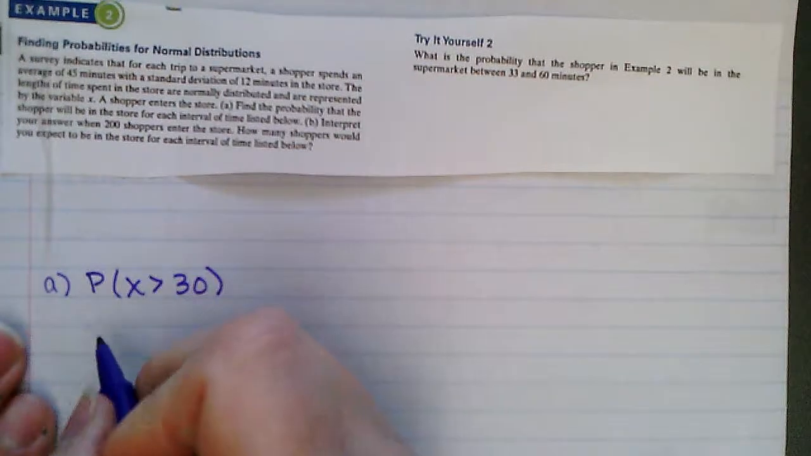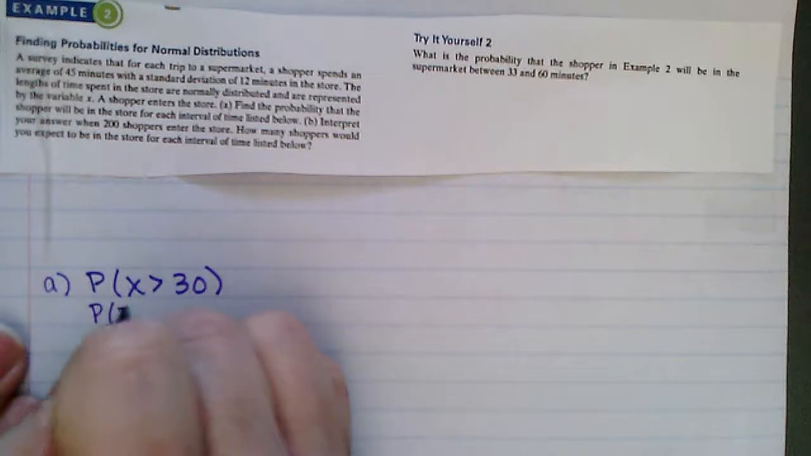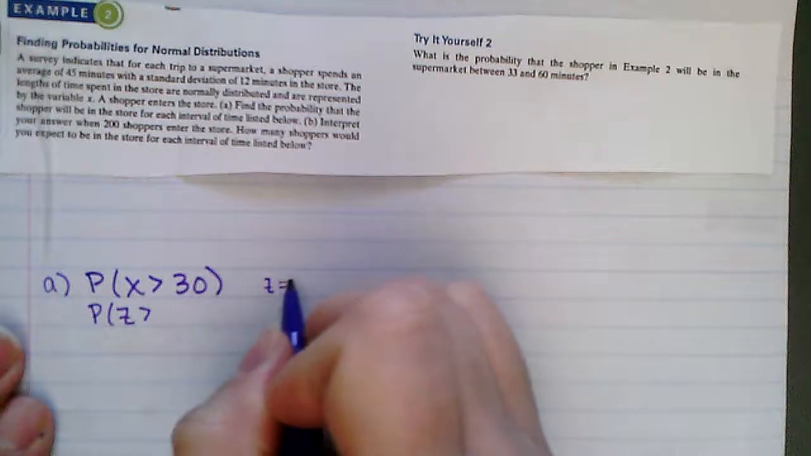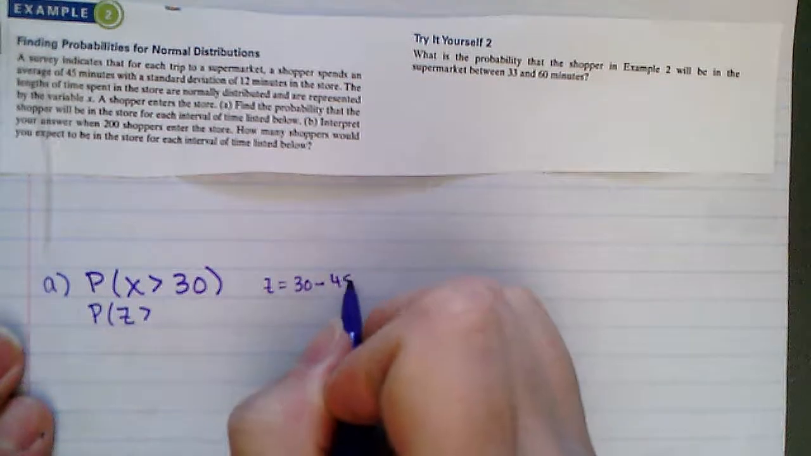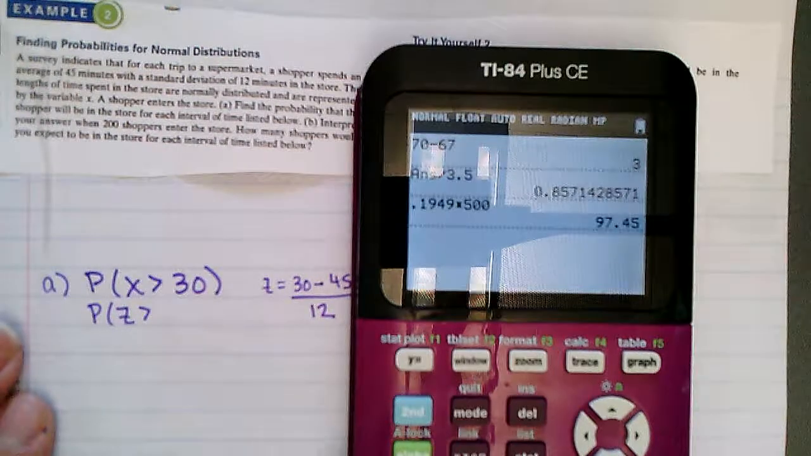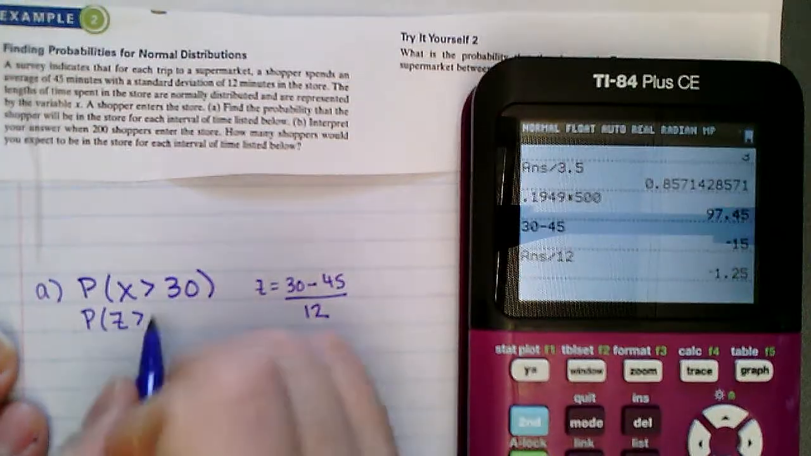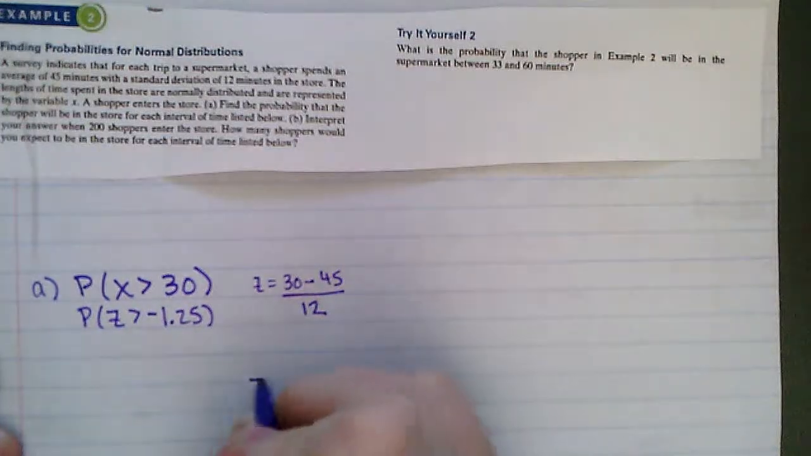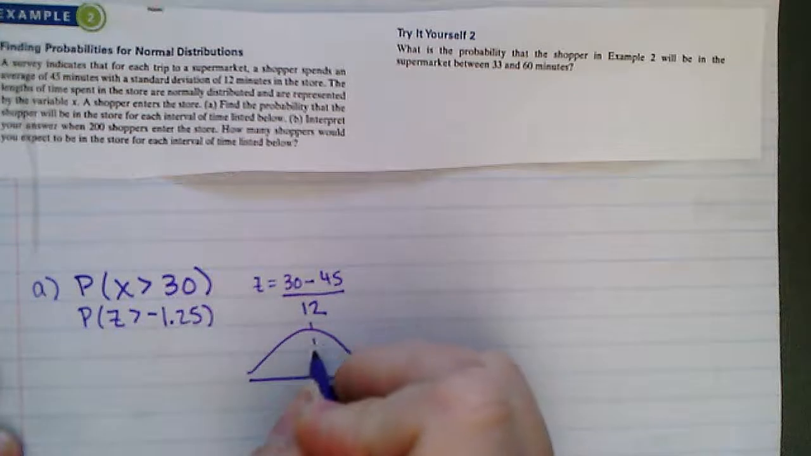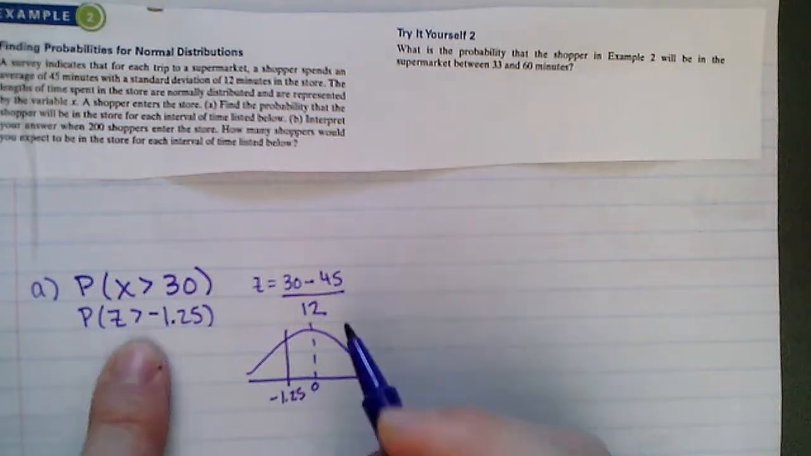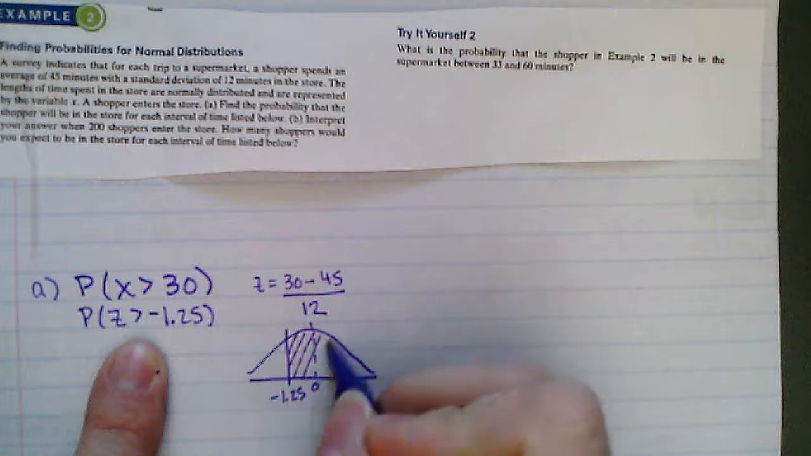Okay, so my first job is to convert my X score into a Z score. So if X is 30, then Z would be 30 minus the mean, which was 45, divided by the standard deviation, which was 12. So 30 minus 45 divided by 12 is negative 1.25. So I want the probability that my Z-score is greater than negative 1.25. So here's my little sketch. There's 0. Negative 1.25 is on the left. And I want to be greater than negative 1.25. So we're over here.